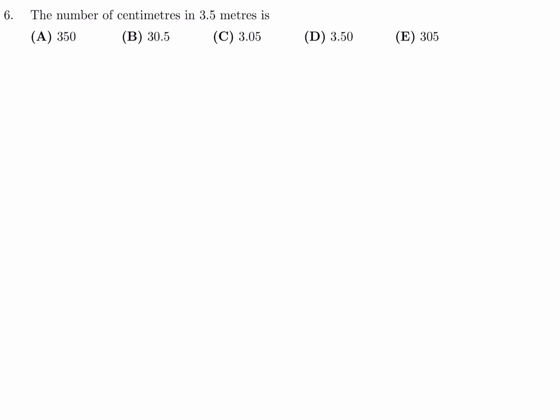The number of centimeters in 3.5 meters is, so we have 3.5 meters times 100 centimeters per meter. And when you do that math, you get 350 centimeters. And therefore, number 6, the answer is A.